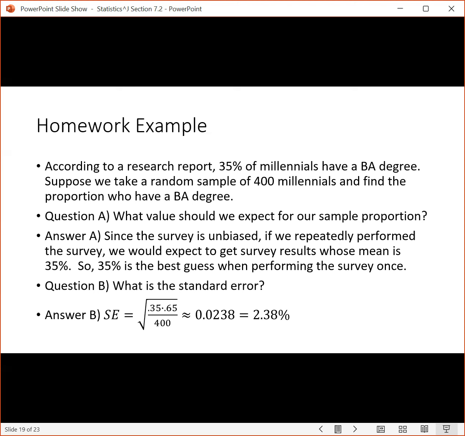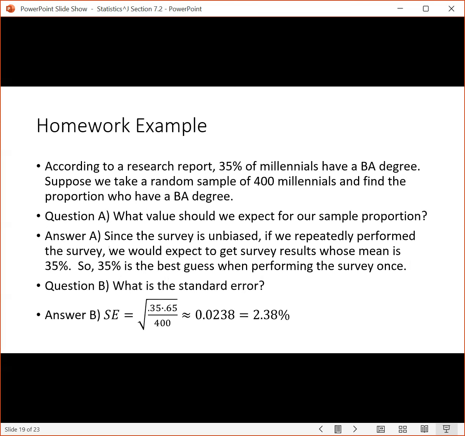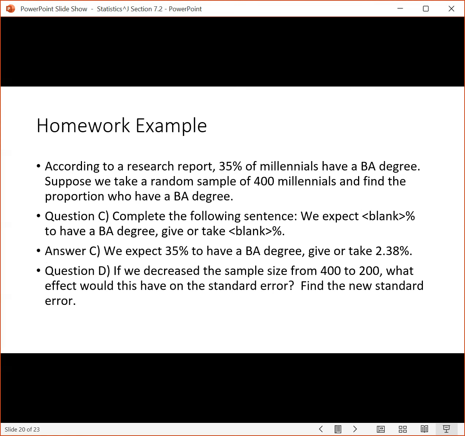So we get 2.38%. And then they want us to complete the following sentence: We expect blank percent to have a BA degree, give or take blank percent. It's just asking you to take the two previous results. So we expect 35% to have a BA degree, give or take the standard error. And that's the sentence right there.